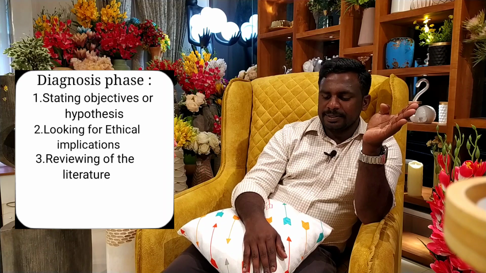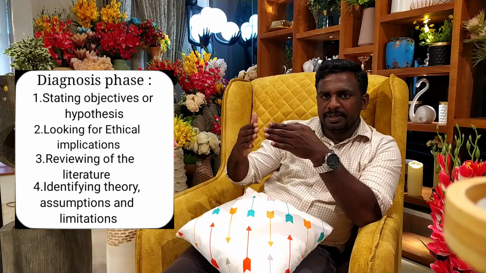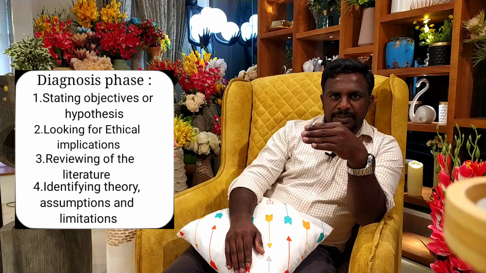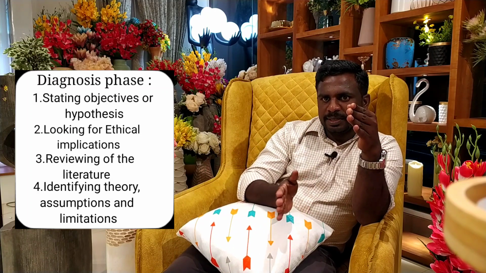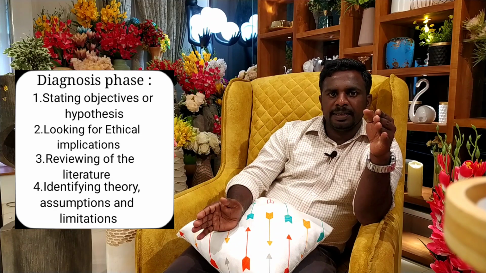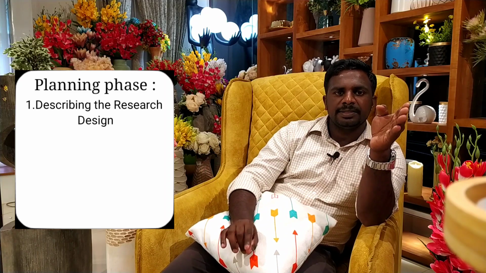Next, the fourth point in the diagnosis phase is identifying theory, assumptions and limitations. In this, we are limiting our study and giving a theoretical framework to the study. How we are going to do the research, in which method and which design we are going to do. This and all we formulate in this place. Here, the diagnosis phase is finished. Next one is the planning phase. In the planning phase, there are 4 headings. First one is describing the research design.